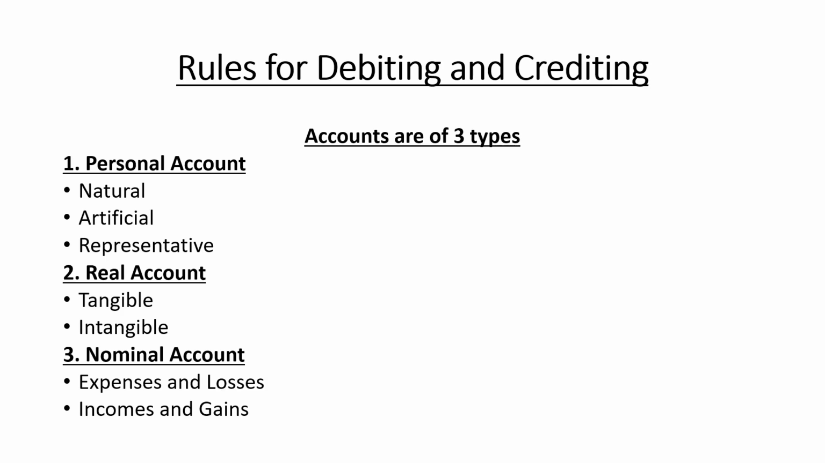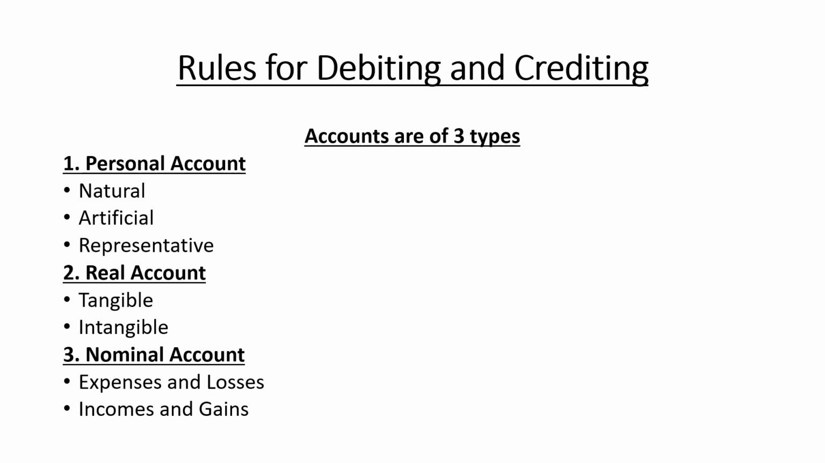In our economy, the double entry bookkeeping system is universally accepted. Rules for debiting and crediting depend upon the nature of an account. Accounts are of three types: personal account, real account and nominal account. Personal account deals with persons, and personal accounts are again of three types: natural, artificial and representative.